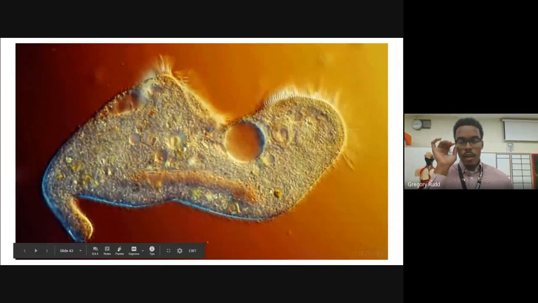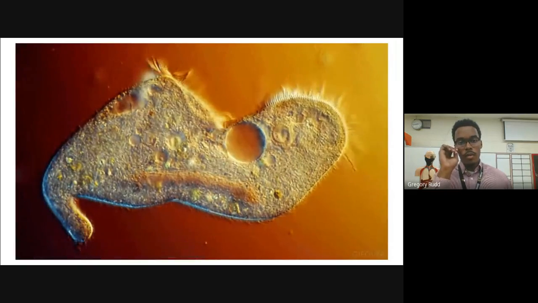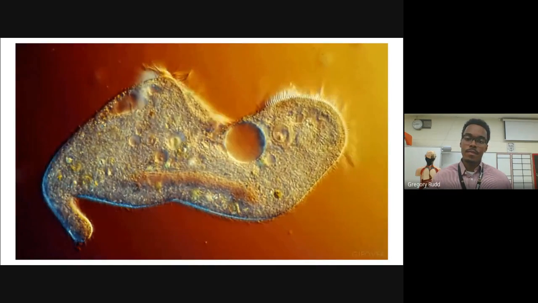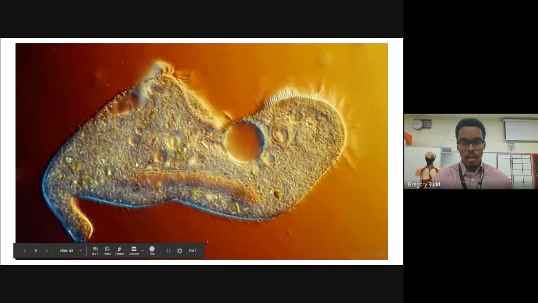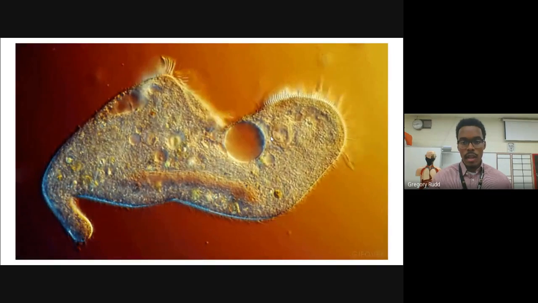Okay, here's another good image to show the cilia. You can see them moving on the outside of the cell. You can also see some other cellular features here. This is a mitochondria, this long thing. Here's a pseudopod sticking out. This is called a contractile vacuole, which we'll see in a couple of slides.